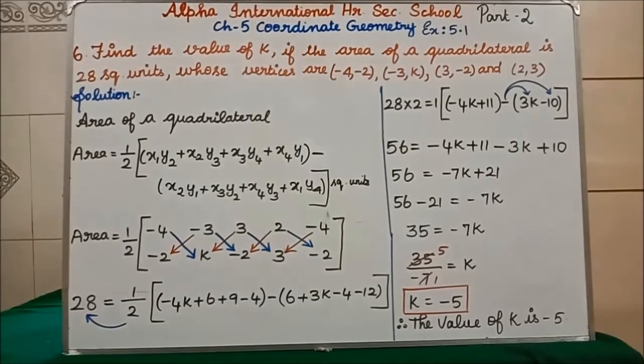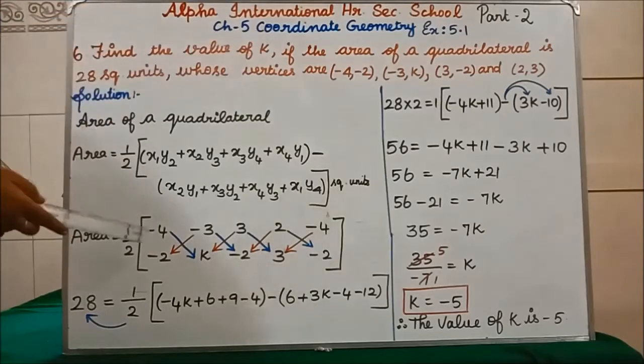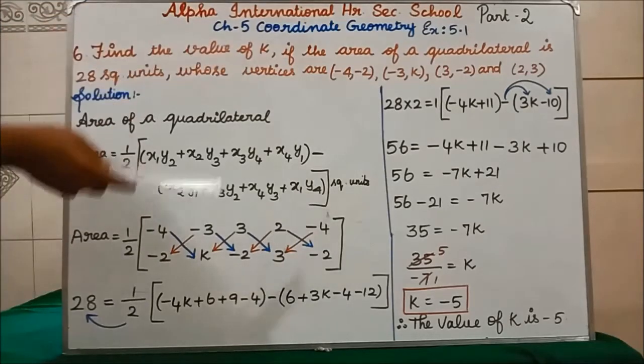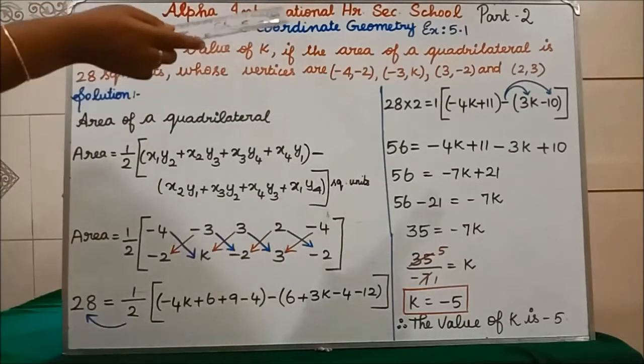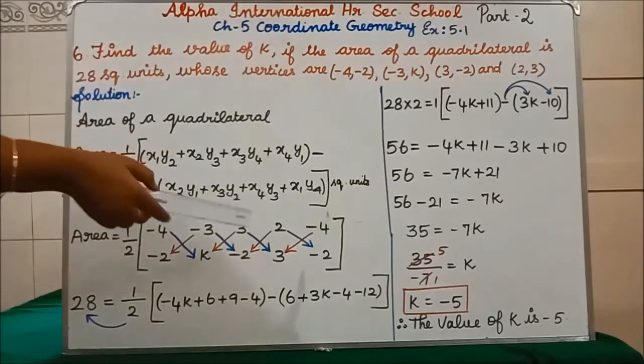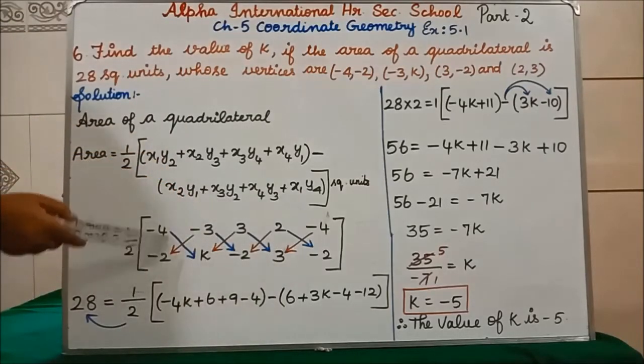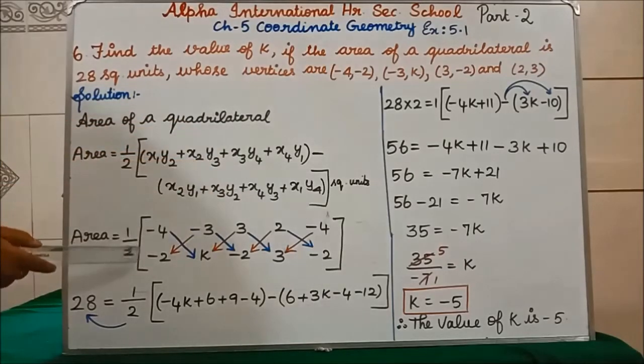Now see here, this is the formula. How are we going to write it? Area equals 1 by 2. The first vertex is (-4, -2), then (-3, k), then (3, -2), then (2, 3), and the first one again we write at the last, (-4, -2). Clear, students, all of you? Now the total area of the quadrilateral they have given is 28 square units, so I have written 28.